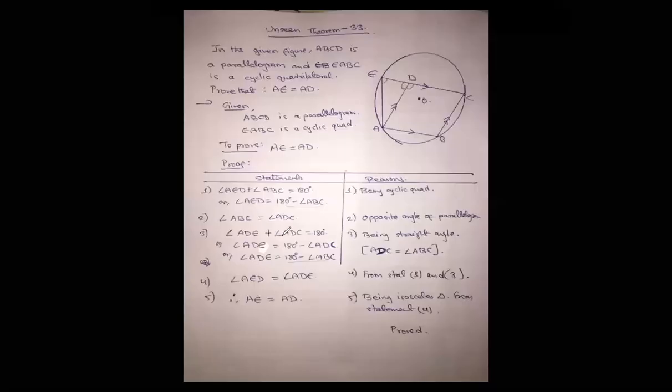So see this one. So number 4, we can say that if these two angles, this angle and this angle, are equal to each other, 180 minus ABC, 180 degree minus ABC, what we can add on? We can add on AED and ADE, they are equal to each other from statement 1 र 3 बाट आयो.